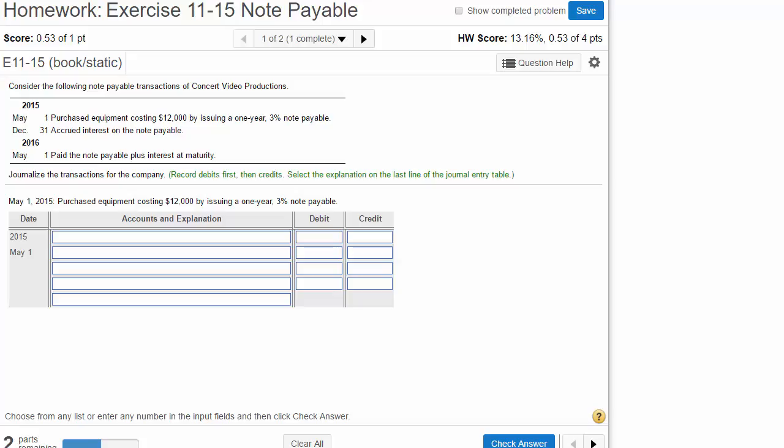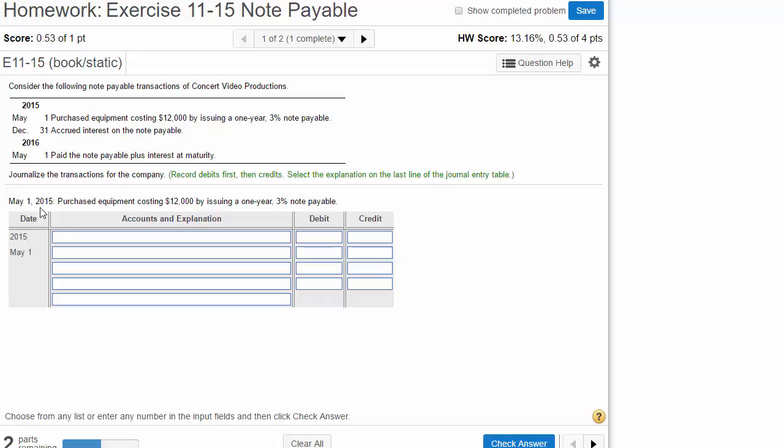Okay, we're now working on exercise 1115. We have 3 transactions. On May 1st, we're going to purchase equipment using a note payable. And then on December 31st, we have to accrue interest. That means we have to record the interest that's owed at the end of the year. And then on May 1st, a year later, we're going to pay the note plus the interest.